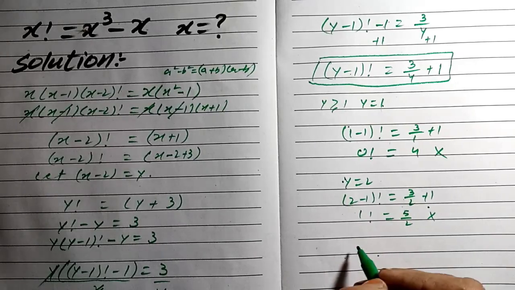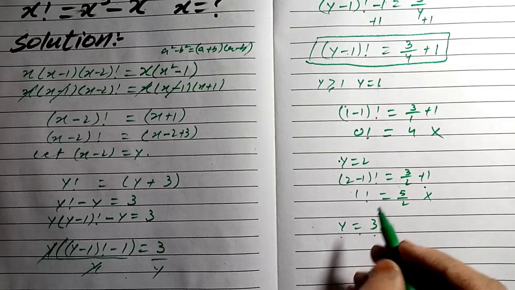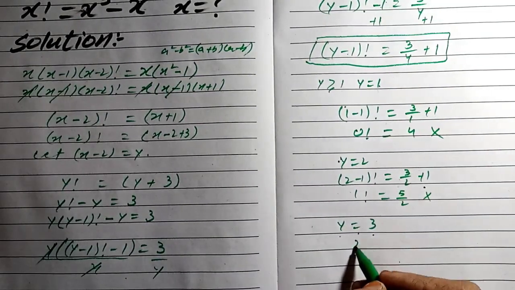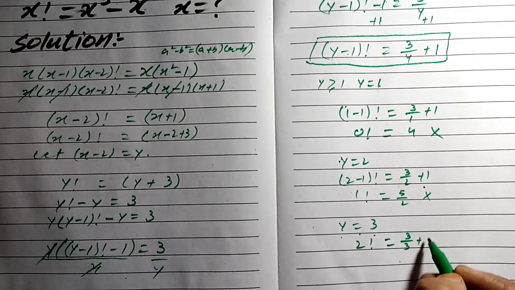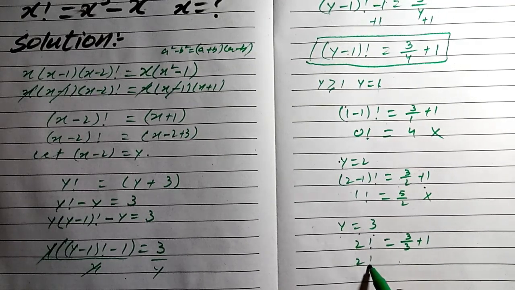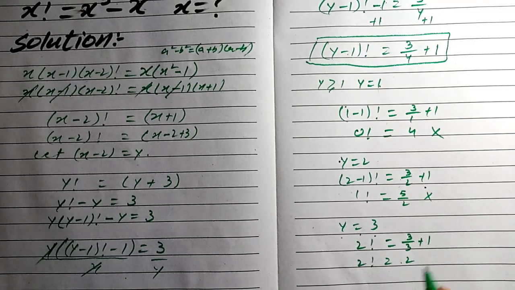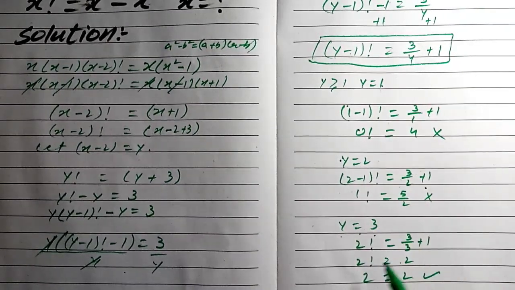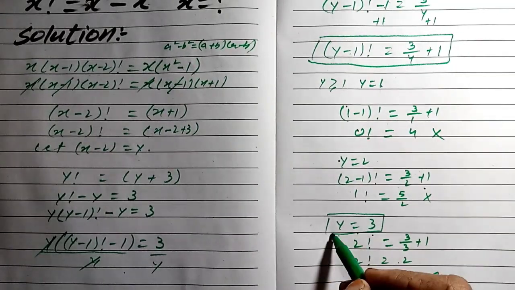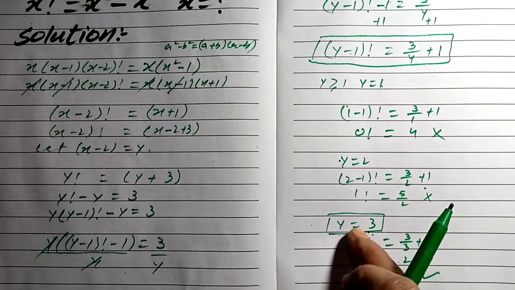And if we put y equal to 3 in this equation, we get 3 minus 1, which is 2 factorial, which is equal to 3 divided by 3 plus 1. So 2 factorial is equal to 1 plus 1, which is 2. So this is 2 and 2, which is equal. This is right.